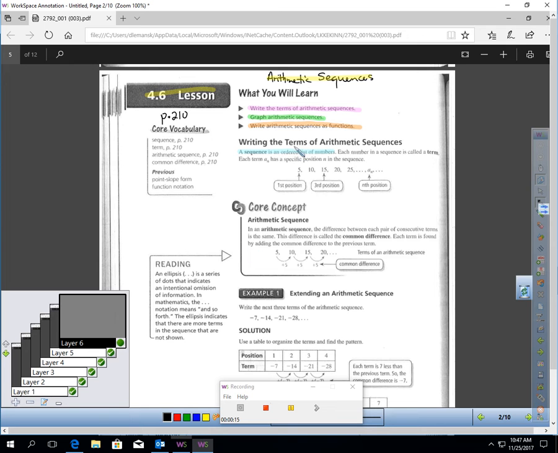Let's talk about, first of all, what a sequence is. A sequence is an ordered list of numbers, like you see in the example sequence here. Each number in the sequence is called a term. So here's my sequence. Now the numbers 5, 10, 15, 20, 25, and so on would be called terms. Each term has a specific position in the sequence. Like the term 5 is in the first position, the term 10 is in the second position, and the term 15 is in the third position, and so on.